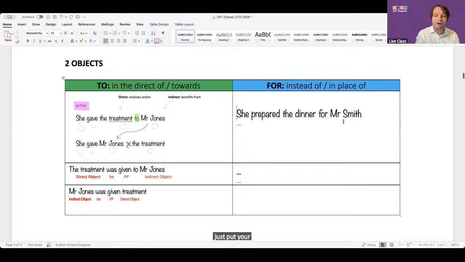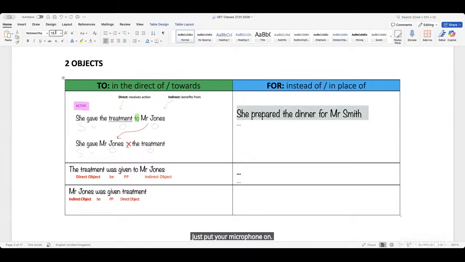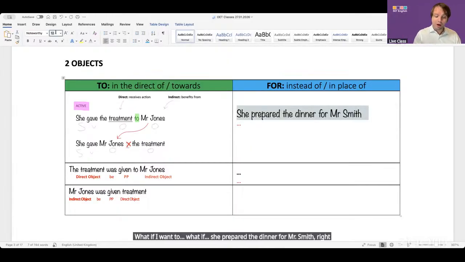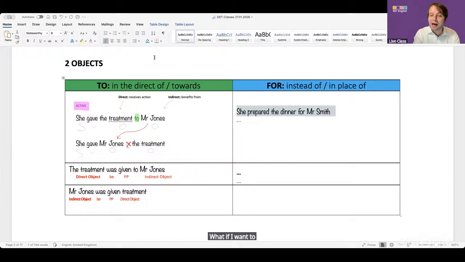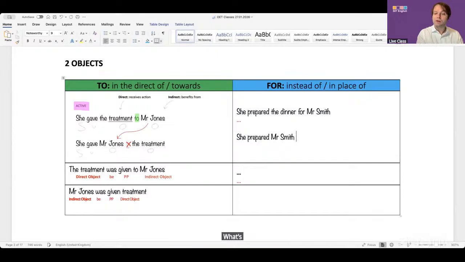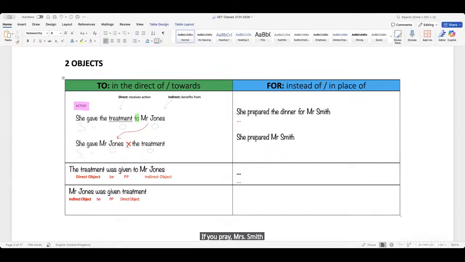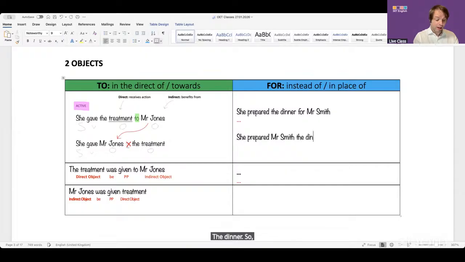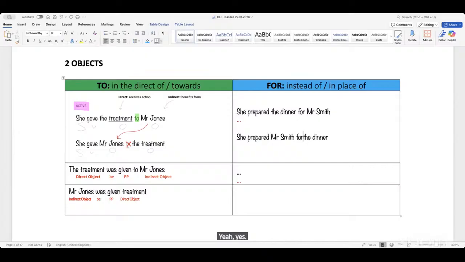Okay. Neri, can you help me with this? Just put your microphone on. What if I want to say, she prepared the dinner for Mr. Smith, right? What if I want to say she prepared Mr. Smith? Can I do that? She prepared Mr. Smith? You're going to eat him. Just Neri, she prepared Mr. Smith dinner. The dinner. This is what we were talking about. I'm not going to say "for," right? It's gone. It doesn't exist.